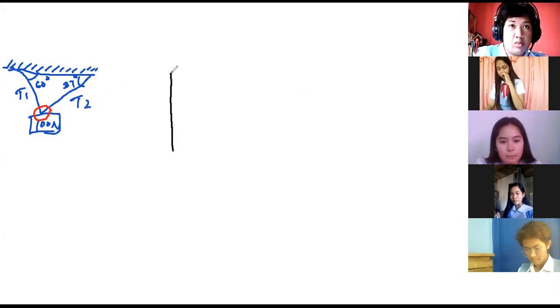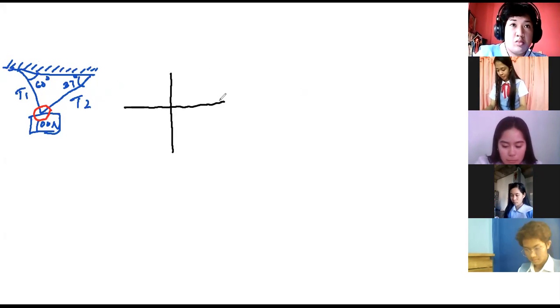So the first thing that we have to do is draw our free body diagram. The free body diagram will actually focus on the connection of the 3 forces. The 3 forces are here. This is the connection. So Chandra, you are going to draw the free body diagram. For the free body diagram, you draw a Cartesian plane. It's the best thing that you have to remember.